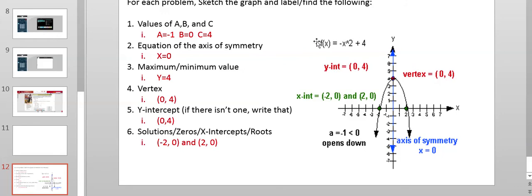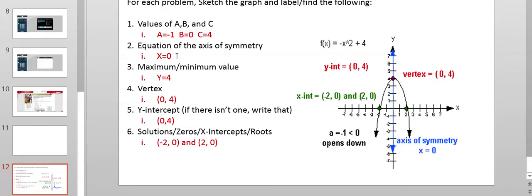Number 2 says the equation of the axis of symmetry. Well, if you have your graph, you're kind of already looking at your equation of axis of symmetry. And remember, if you have your vertex, your axis of symmetry is the x value. So my axis of symmetry happens when x is equal to 0. So that's my x value.